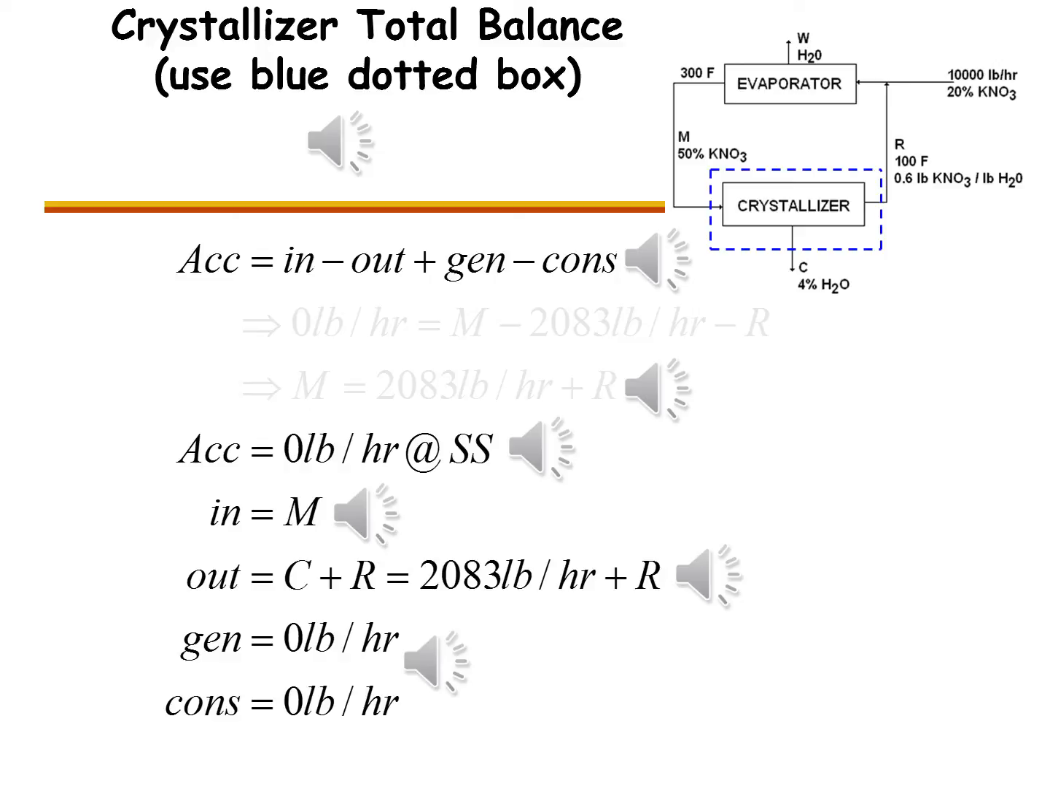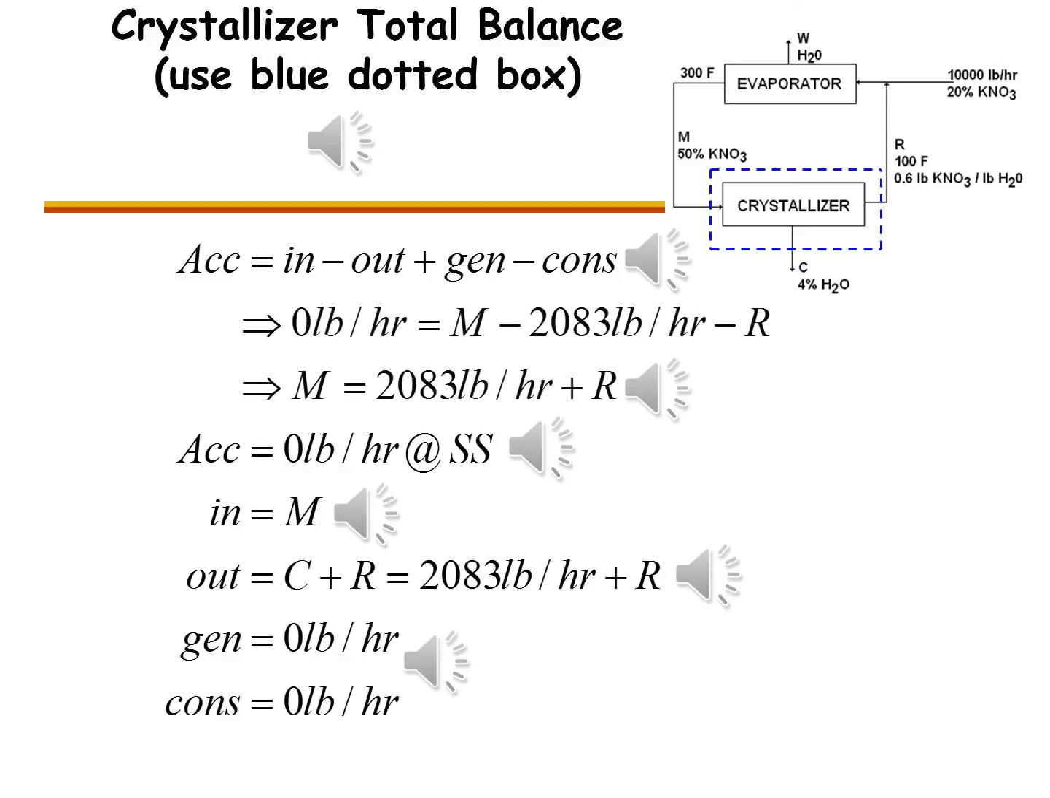No reaction takes place in the system. There only is a physical removal of water associated with the salt. Hence there is no generation or consumption of the total mass. Substituting all this in the general balance equation, M can be solved as a function of R.